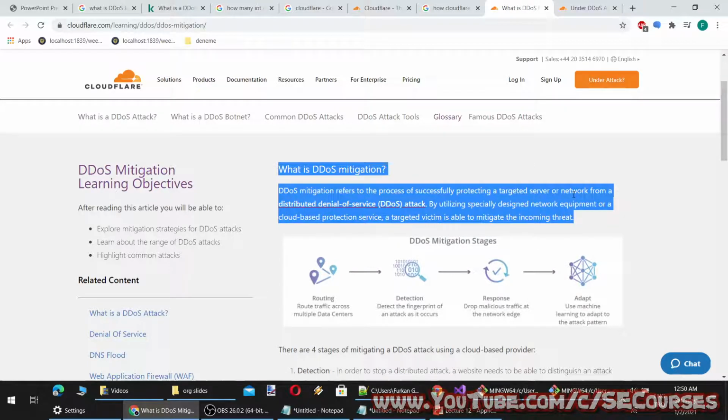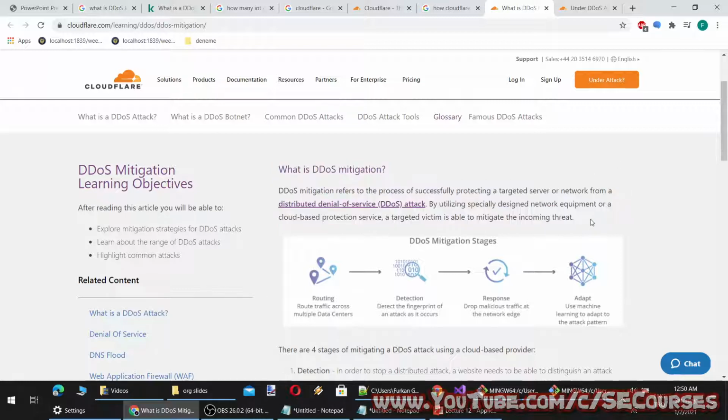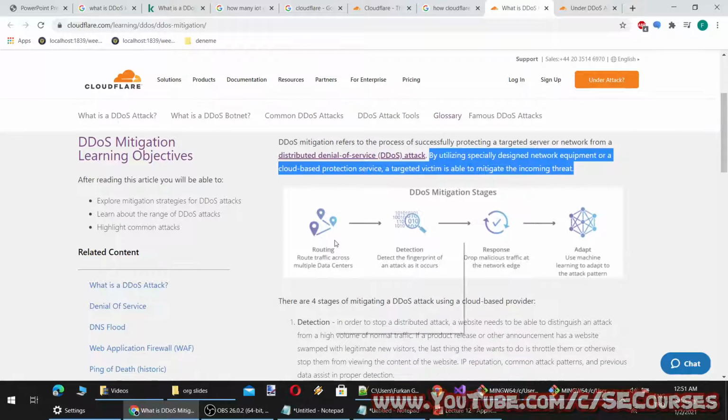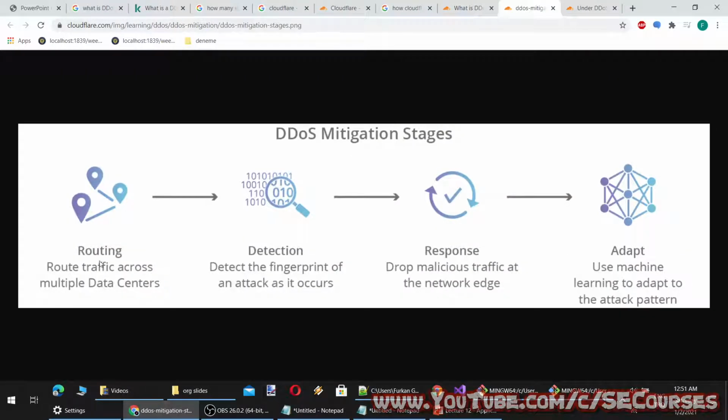What is DDoS mitigation? DDoS mitigation refers to the process of successfully protecting a targeted server or network from a distributed denial of service (DDoS) attack. By utilizing specially designed network equipment or a cloud-based protection service, a targeted victim is able to mitigate the incoming threat. Okay, how does it do that? Routing: route traffic across multiple data centers, detect the fingerprints of an attack as it occurs. Response: drop malicious traffic at the network edge.